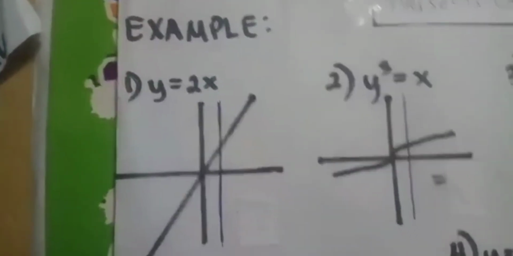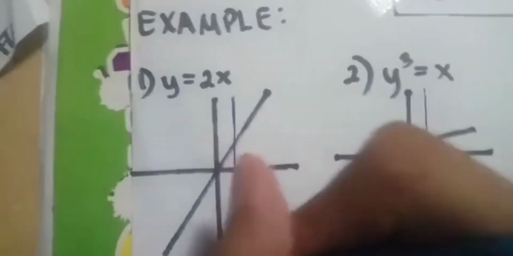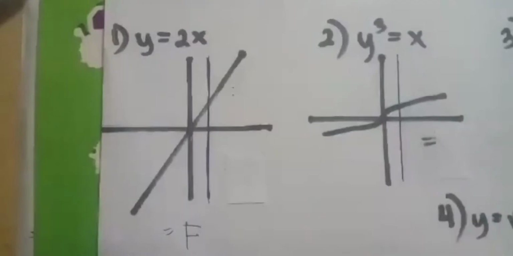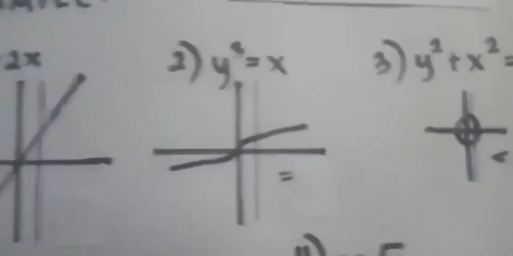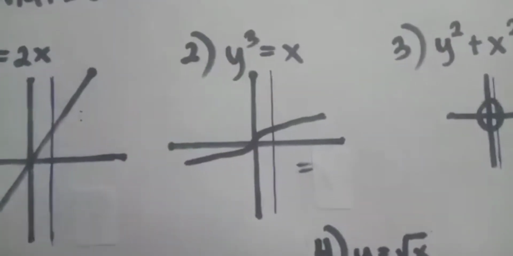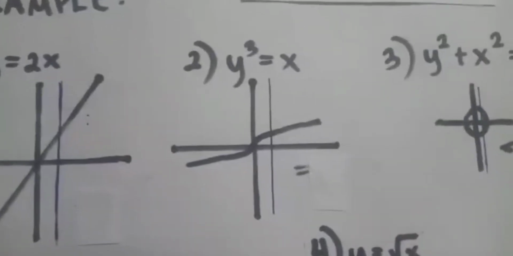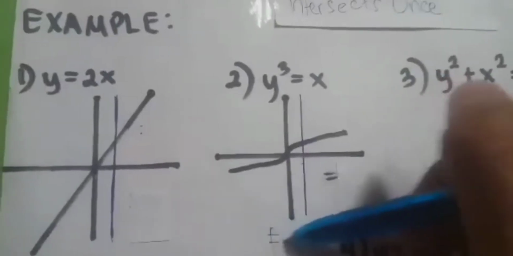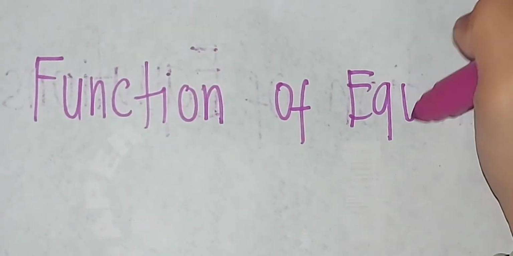So, let's go to the examples, guys. Number 1, y is equal to 2x. Is it a function or a relation? It is a function, because it intersects our vertical line only once. So, it is a function. Number 2, y cubed is equal to x. Function or relation? Actually, it is also a function, guys. It also intersects only once, so it is a function.